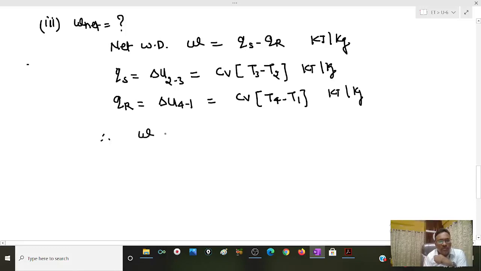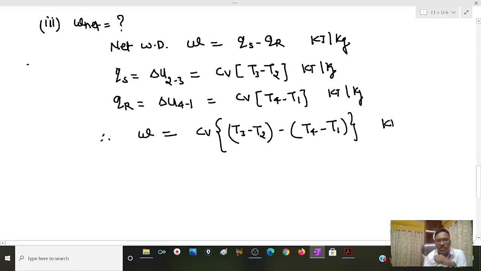Therefore, net work output or work done will be, Cv is common, it will be (T3 minus T2) minus (T4 minus T1), and this work done will be in kilojoule per kg. Let's say this is equation number 1.